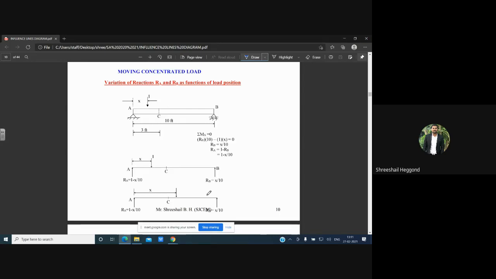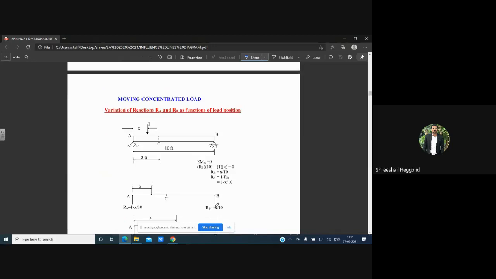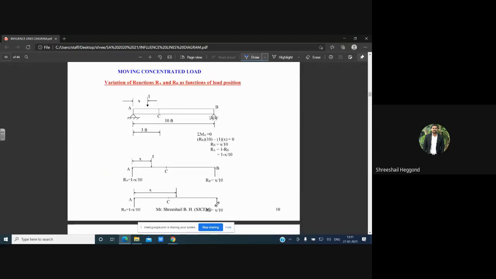The diagrams which were giving the ILDs for reactions. This is the RA reaction ILD and RB, the reaction at B point. These two diagrams, this is how we drew them. I'll explain once again so that it will be clear for you to understand the ILD for reactions. In the last class we calculated the reaction at RA and RB by considering the moment about A is 0. We calculated the RB value, which is x divided by 10, where x is an unknown value.